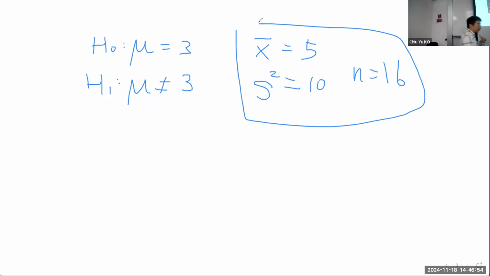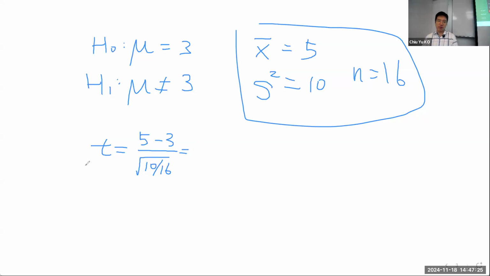Suppose this is the case. I do the one tail test here. Sorry, it's a two tail test because the alternative is mu not equal to 3. Then what we're going to do is t will be (5 minus 3) over the square root of 10 over 16. Let me do it in Excel, what is the number of that?